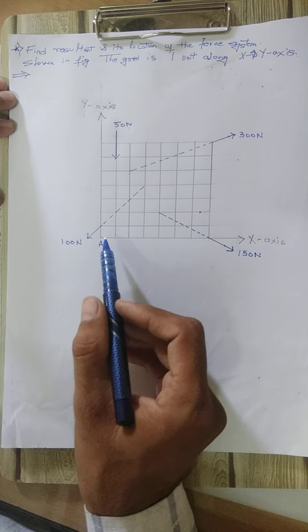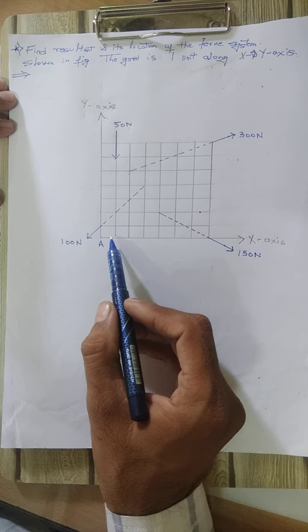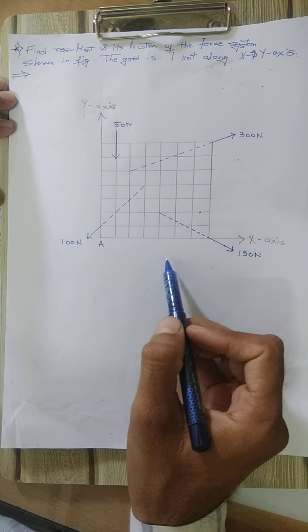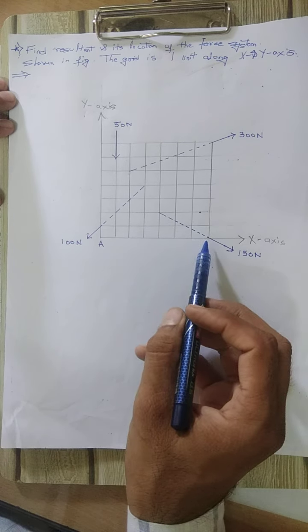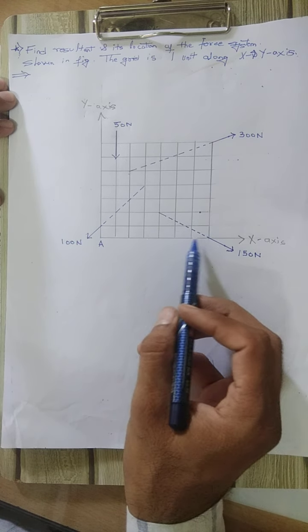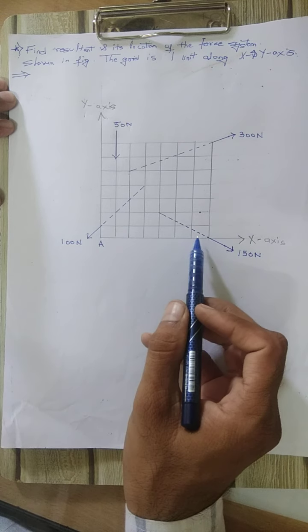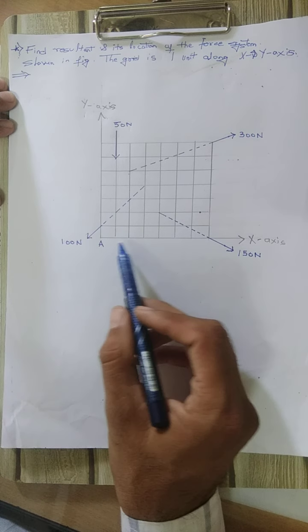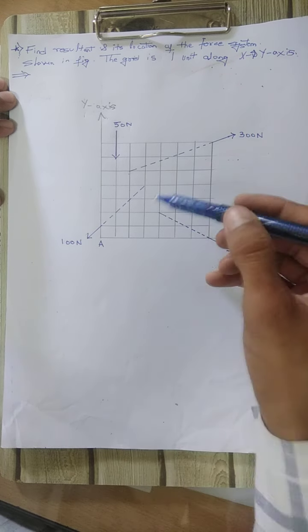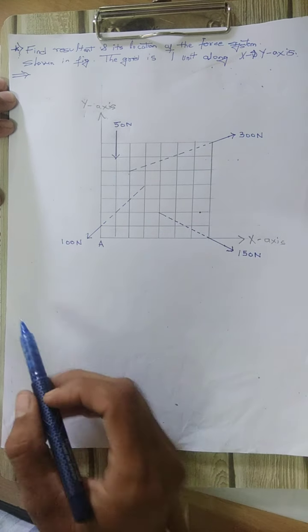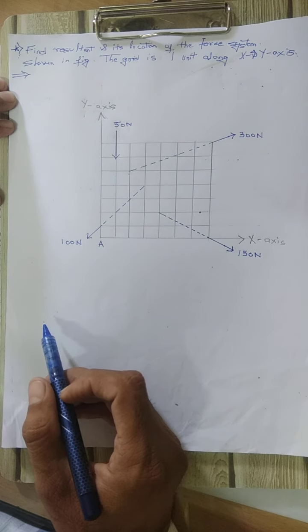So what is the total size of this grid? 1, 2, 3, 4, 5, 6, 7. That means along x direction, 7, that is in meters. Suppose we are considering all the dimensions are in meters. So 7 meters is the distance in x direction. Whereas in y direction, 1, 2, 3, 4, 5, 6, 7. So 7 by 7 is the total size of this grid. 7 meters by 7 meters is the total size of the grid.